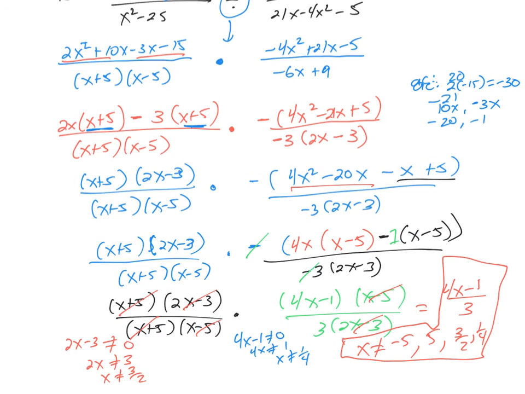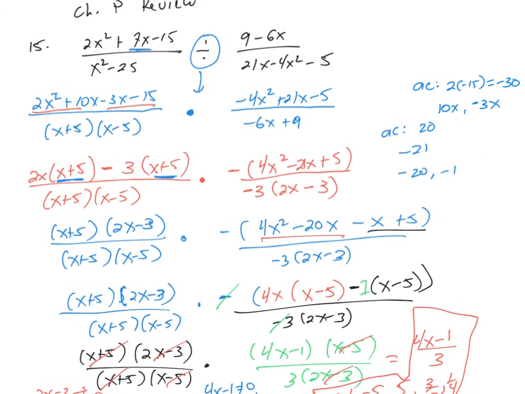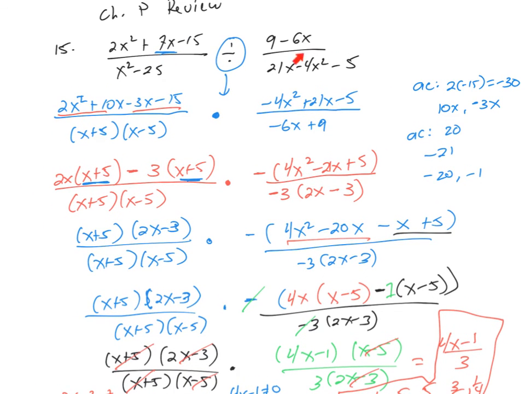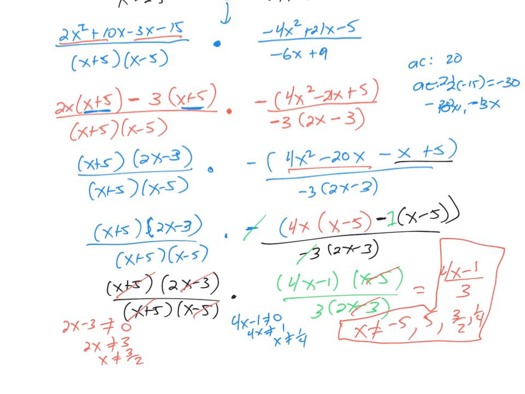If we scroll back to the very beginning, that 4x minus 1 came from this factor, the negative 4x squared plus 21x minus 5. This factor here has the factor 4x minus 1 in a denominator. So even though after the division it's part of the numerator, we need to also exclude it from our list of values.